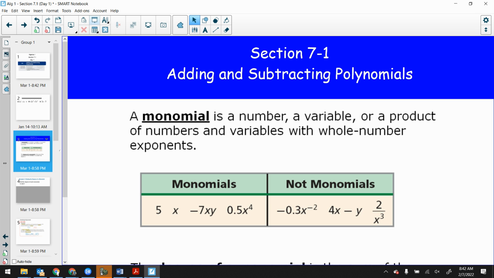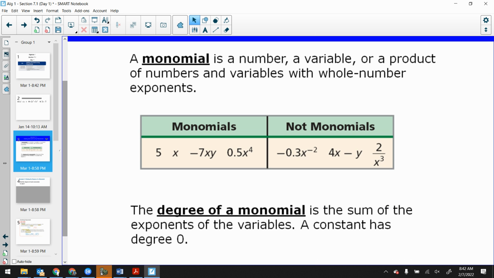All right, so let's start small here. The most basic polynomial is called a monomial. The prefix mono means one, singular, one term. A monomial is a single term polynomial. It could also be just a number if you wanted it to be. Like 5 is a monomial. Just the number 5 is a monomial.